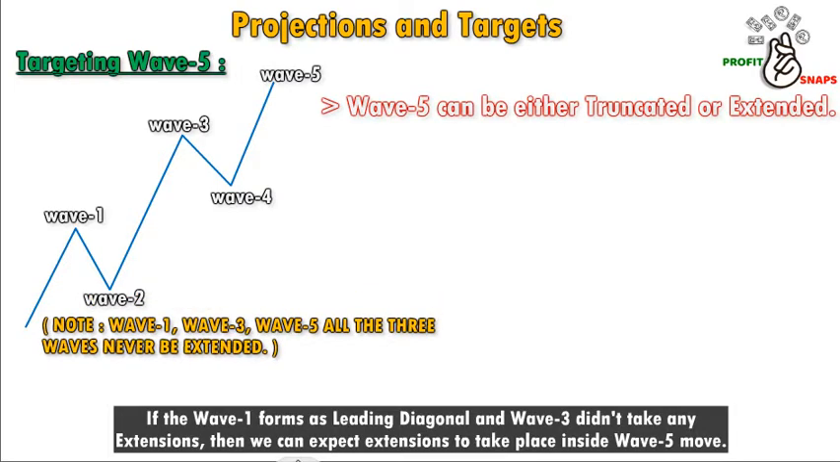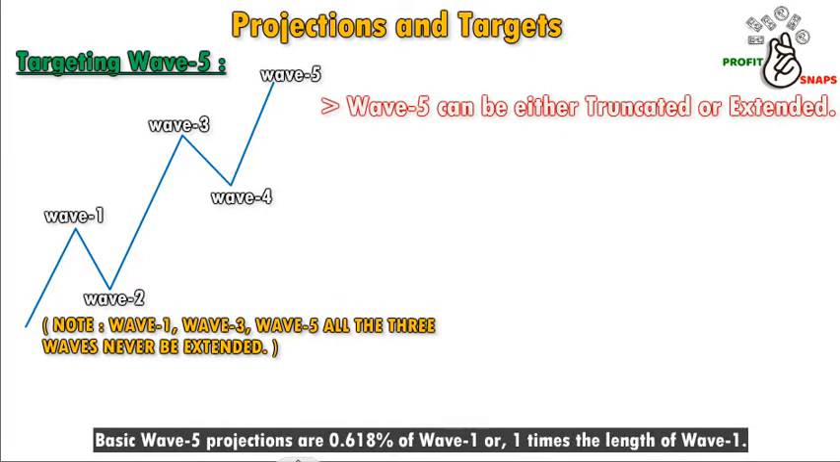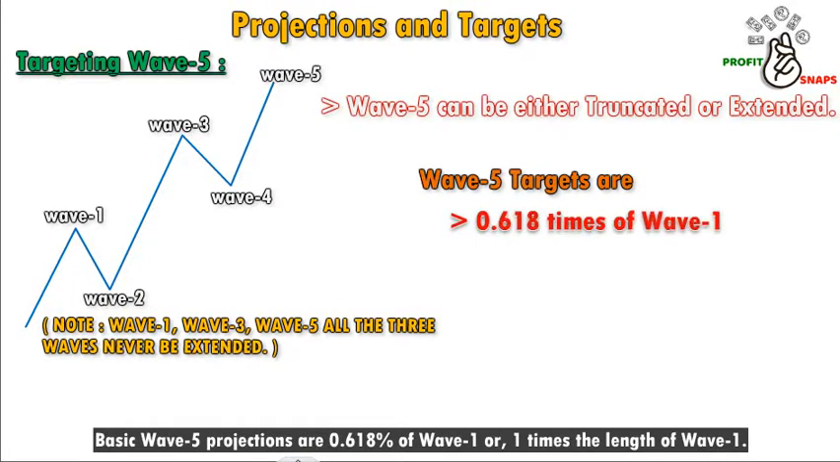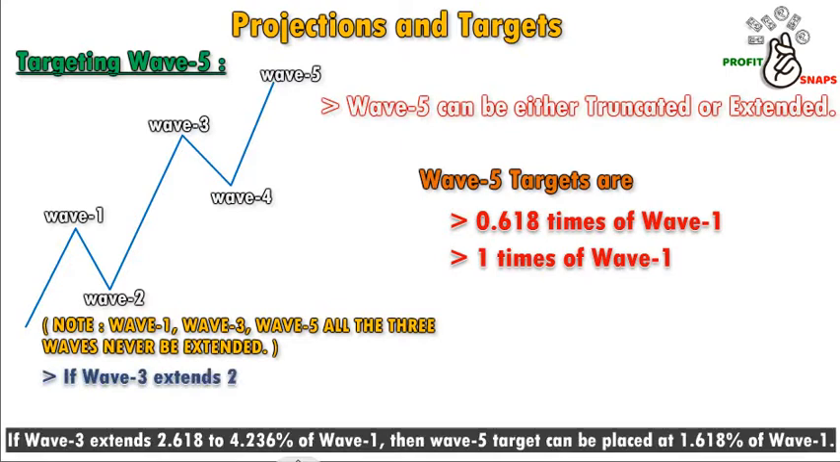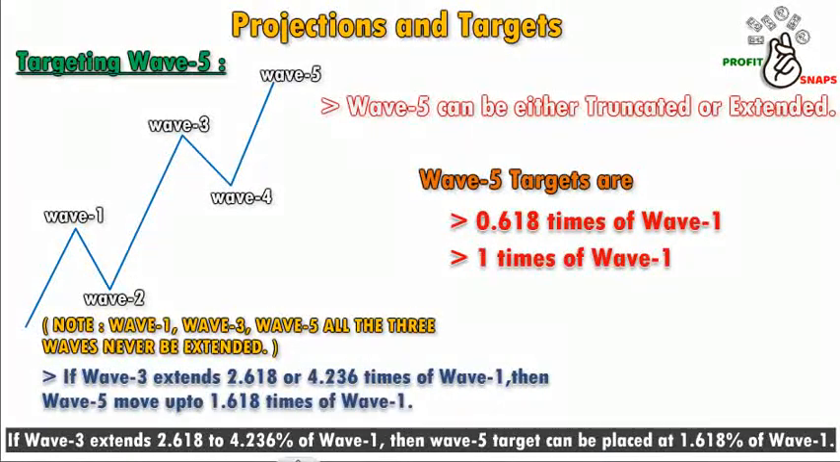If wave 1 forms as a leading diagonal and wave 3 didn't take any extensions, then we can expect extensions to take place inside the wave 5 move. Basic wave 5 projections are 0.618 of wave 1 or 1 times the length of wave 1. If wave 3 extends to 1.618 to 4.236 of wave 1, then wave 5 target can be placed at 1.618 of wave 1.